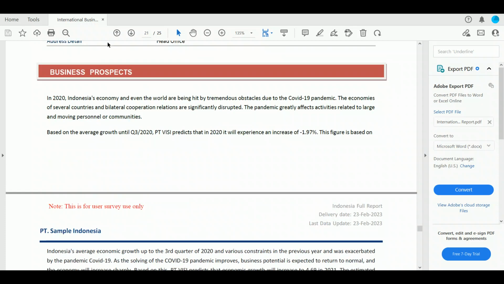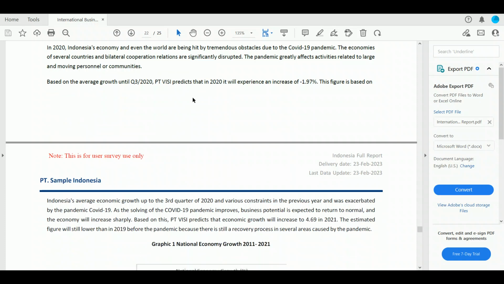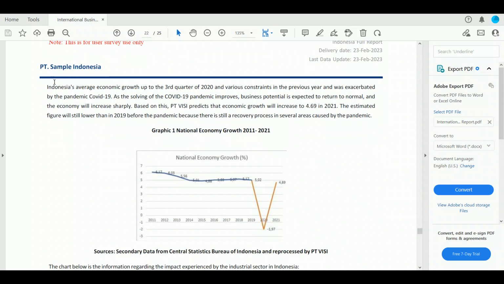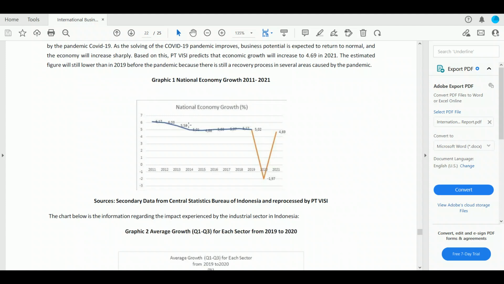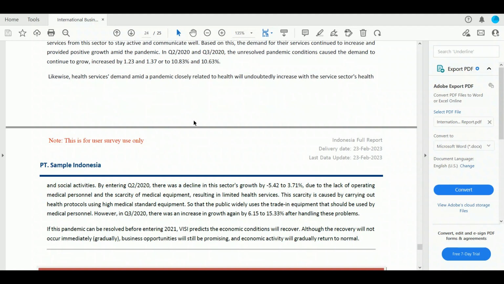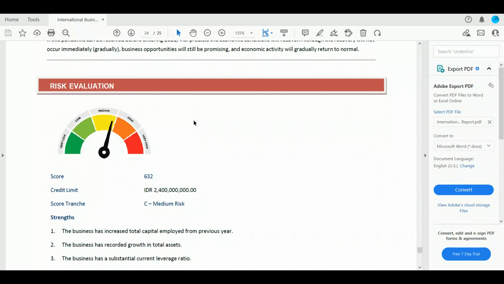Next is the second last part of the report, which will be the business prospect. That is, is there any upcoming plan that is worth sharing to the user of this report, and also the informations in the report contain the economic statistic data as well. And then, yeah, last part will be the risk evaluations.